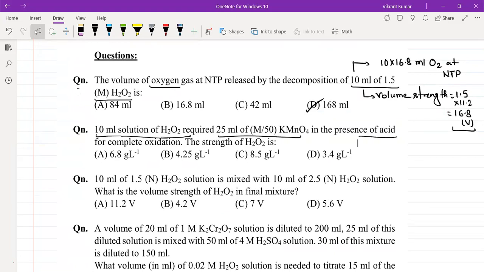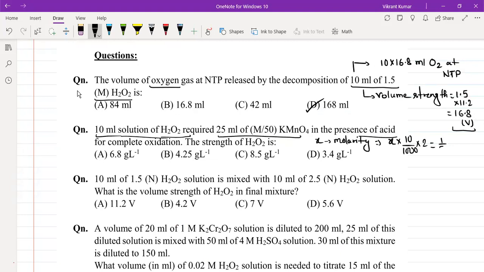Now it asks what is the strength of H2O2. First let's talk about molarity. Suppose the molarity is X; we'll talk about strength later. Then we'll say X into 10 upon 1000 into 2. That will be the gram equivalents of H2O2: molarity into volume in liters into N factor. And that will be equal to the gram equivalents of KMnO4.